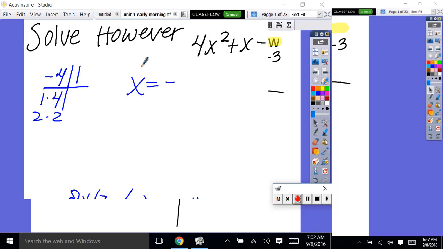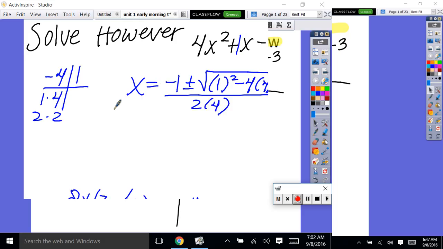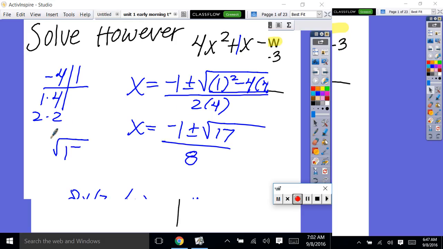X equals negative b, which is negative 1 plus or minus the square root of b squared minus 4 times a times c all over 2 times 4, all over 2a, right? So x is equal to negative 1 plus or minus the square root. Let's all type only this piece into our calculator real quick. So you have to use parentheses, so 1 squared without the square root, right? You got 17? Okay. All over 8. Now you go off to the side. Say, can I simplify the square root of 17? And no, we can't. So we're done. Right? Yes.